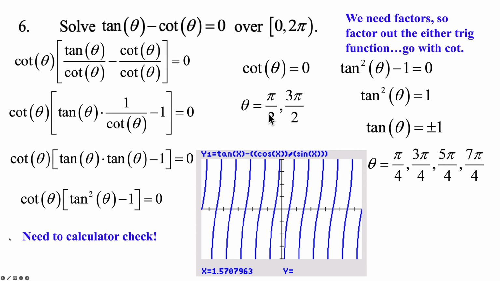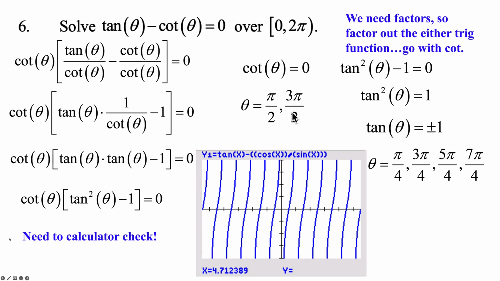So pi over 2, I hit the trace button, I type in pi divided by 2, that's 1.5707963. Notice there's no answer for y. There is no y-intercept. That tick mark right there is our pi over 2. There's our pi. There's our 3 pi over 2. So I don't see any tick mark being touched for this one either. Both of these answers are not any good. We have to throw them out.